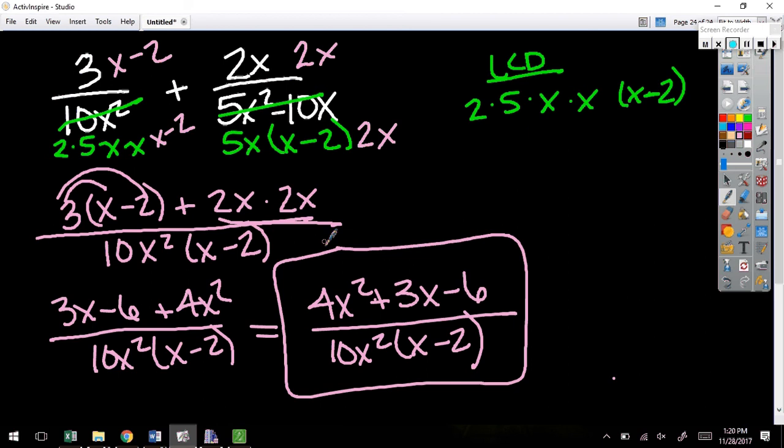Negative 12 and 3. Tell me what you think. If you put this in the box, nothing multiplies to negative 24 and adds to 3. No, never mind, I'm thinking 8 and 3. No, it cannot be factored. It's done.